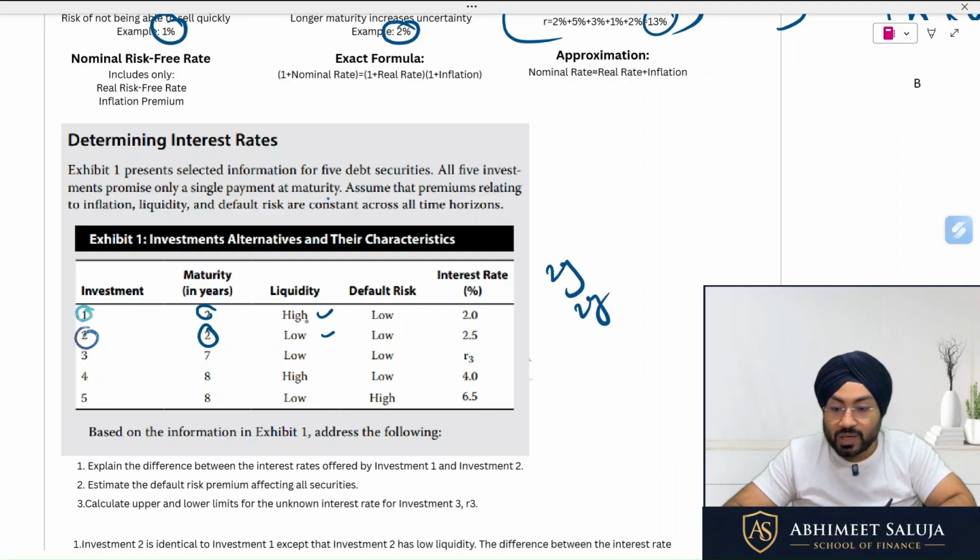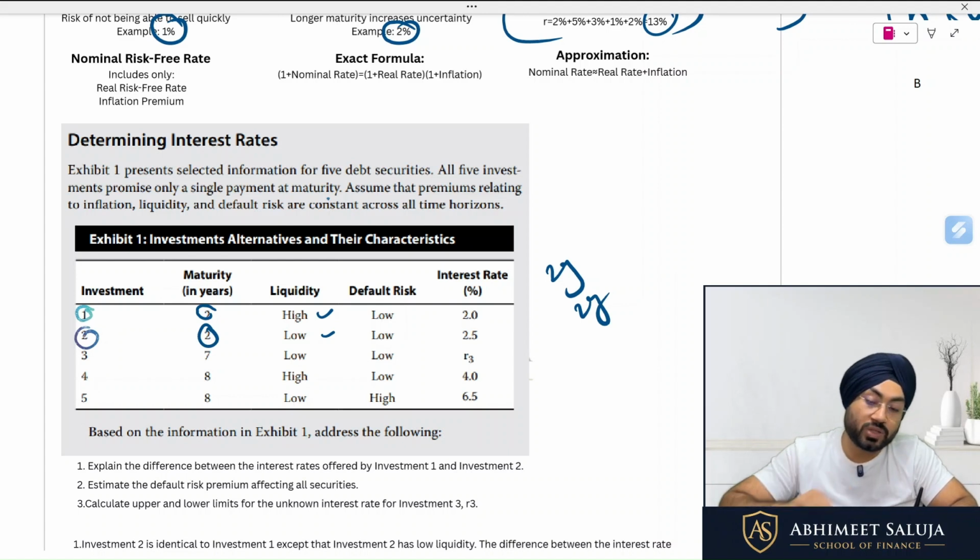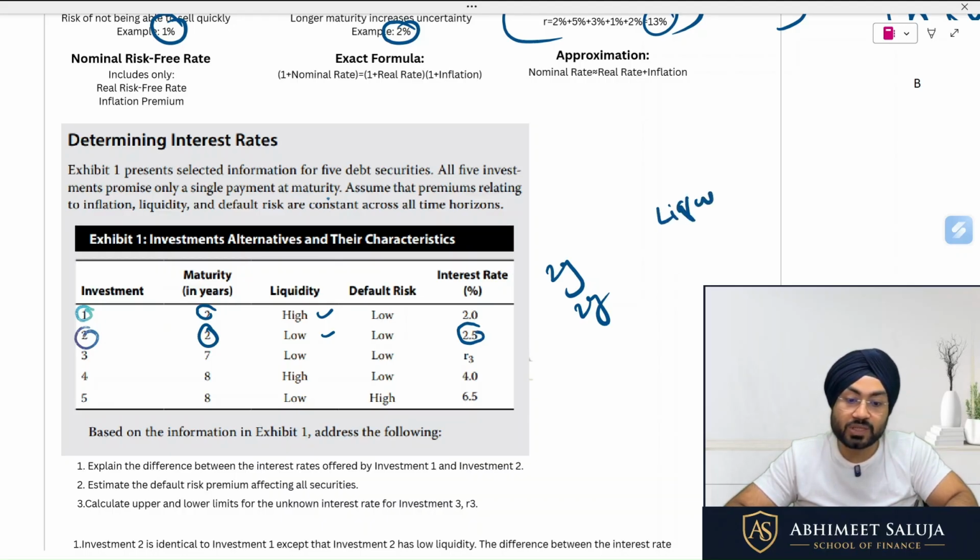Liquidity is different. Higher liquidity, lower liquidity. For lower liquidity, I would require some kind of premium, some kind of compensation. I will demand a higher interest rate. For higher liquidity, I can sell off my asset whenever I want to, but in lower liquidity, I won't be able to sell the asset whenever I wish to. If I am able to sell it, I am able to sell it at a deep discount. So I need compensation for that. What is the difference? The difference is 0.5%. This is because of the liquidity premium.